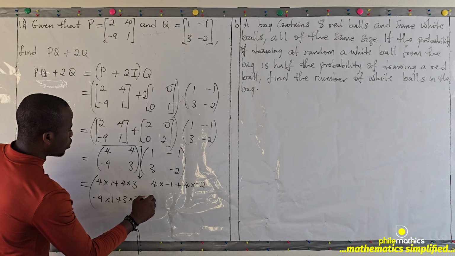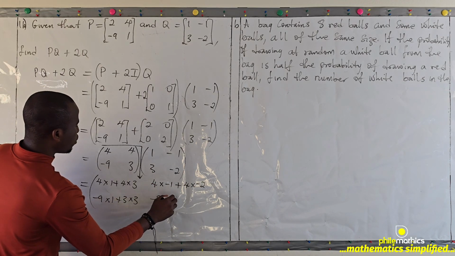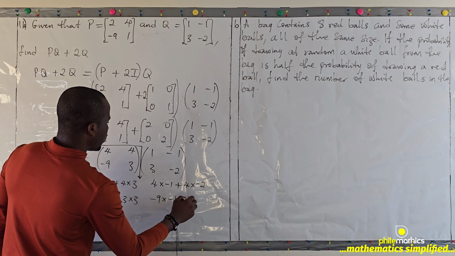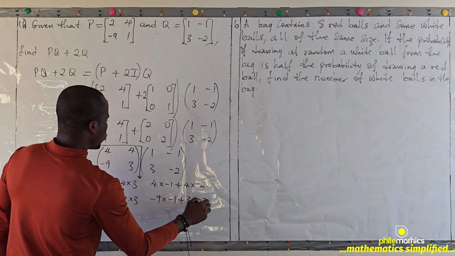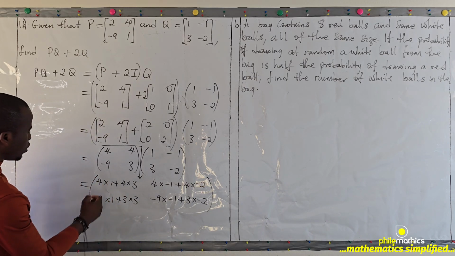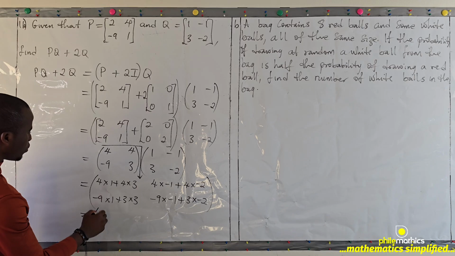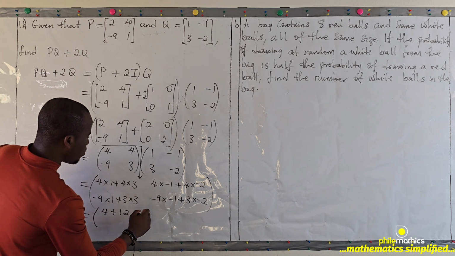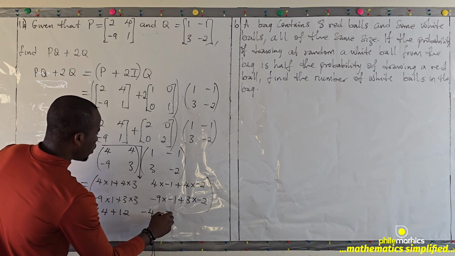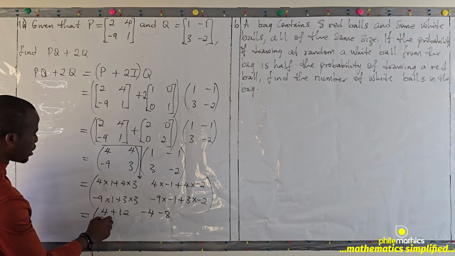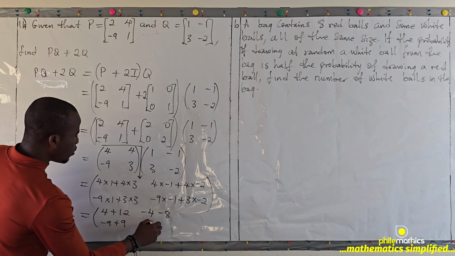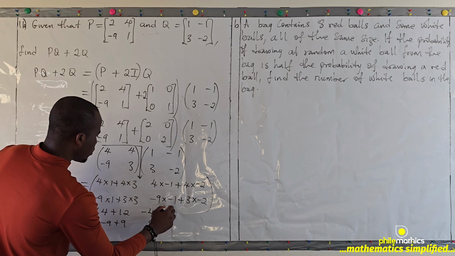So minus 9 times minus 1 plus 3 times minus 2. And so this is 4 times 1 is 4 plus 12. This is minus 4 minus 8. This is minus 9 plus 9. And this is plus 9 minus 6.